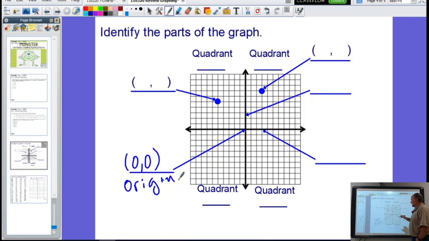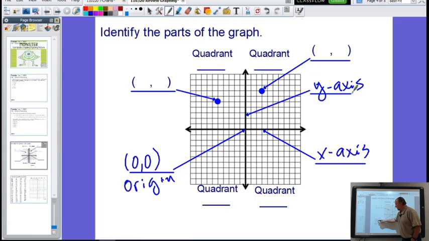Now that origin is the place where these two lines intersect. So what are these two lines called? They're called axes. Okay, so this one right here is called the x-axis. And the up and down one, the vertical one, is called the y-axis. Okay. So when we're looking at this coordinate 0, 0, the first number talks about its direction on the x-axis. The second point talks about the direction up and down on the y-axis.